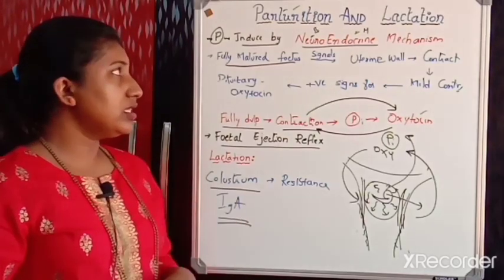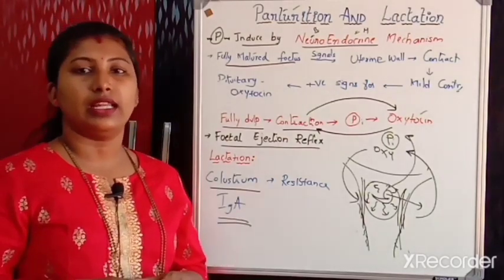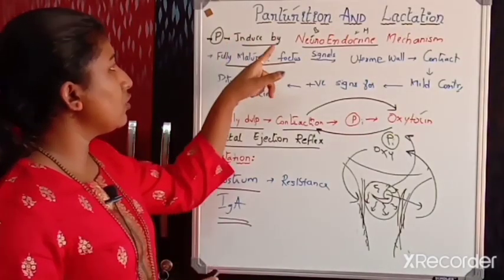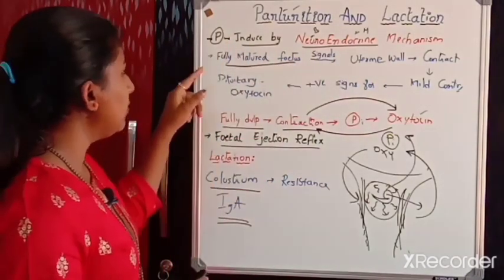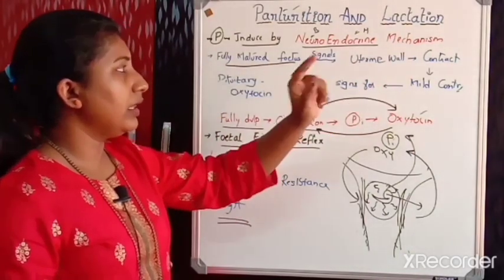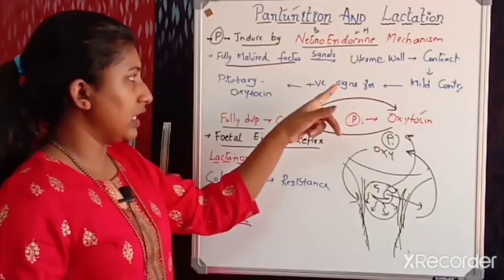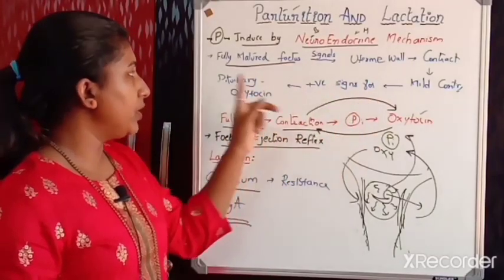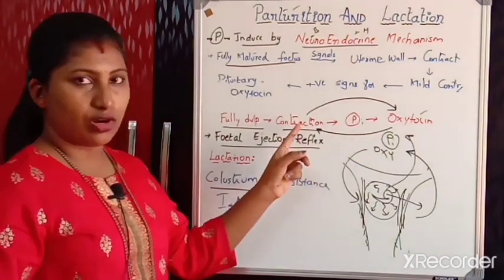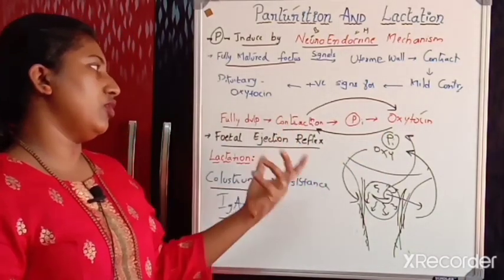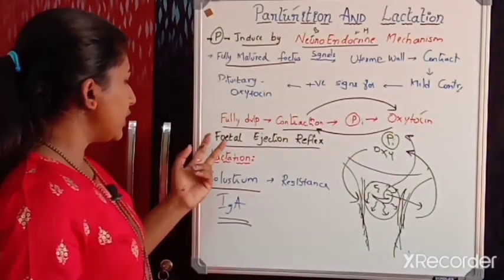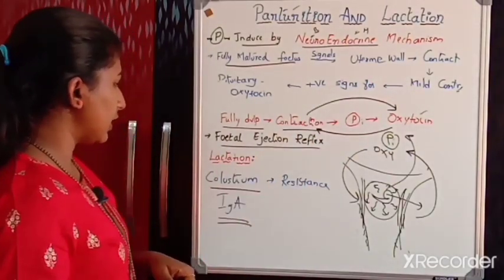So this is all about parturition and lactation. I repeat, parturition is induced by the neuroendocrine mechanism. When the fully matured fetus gives a signal to the uterine wall, it leads to mild contraction initially. That gives a positive signal for the pituitary to release oxytocin. Oxytocin helps in more contraction. If there is more contraction in the uterus, it leads to release of more oxytocin. This process is called the fetal ejection reflex.